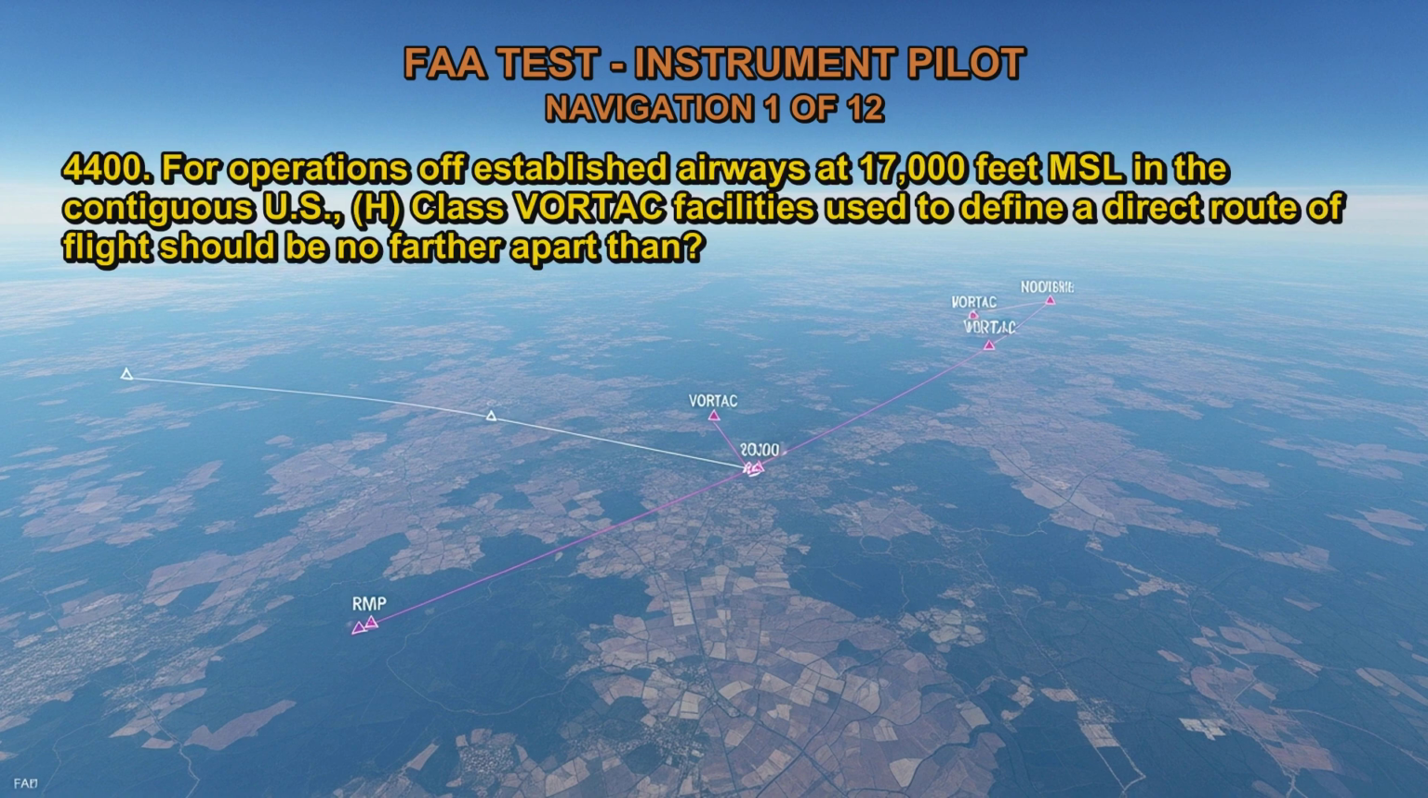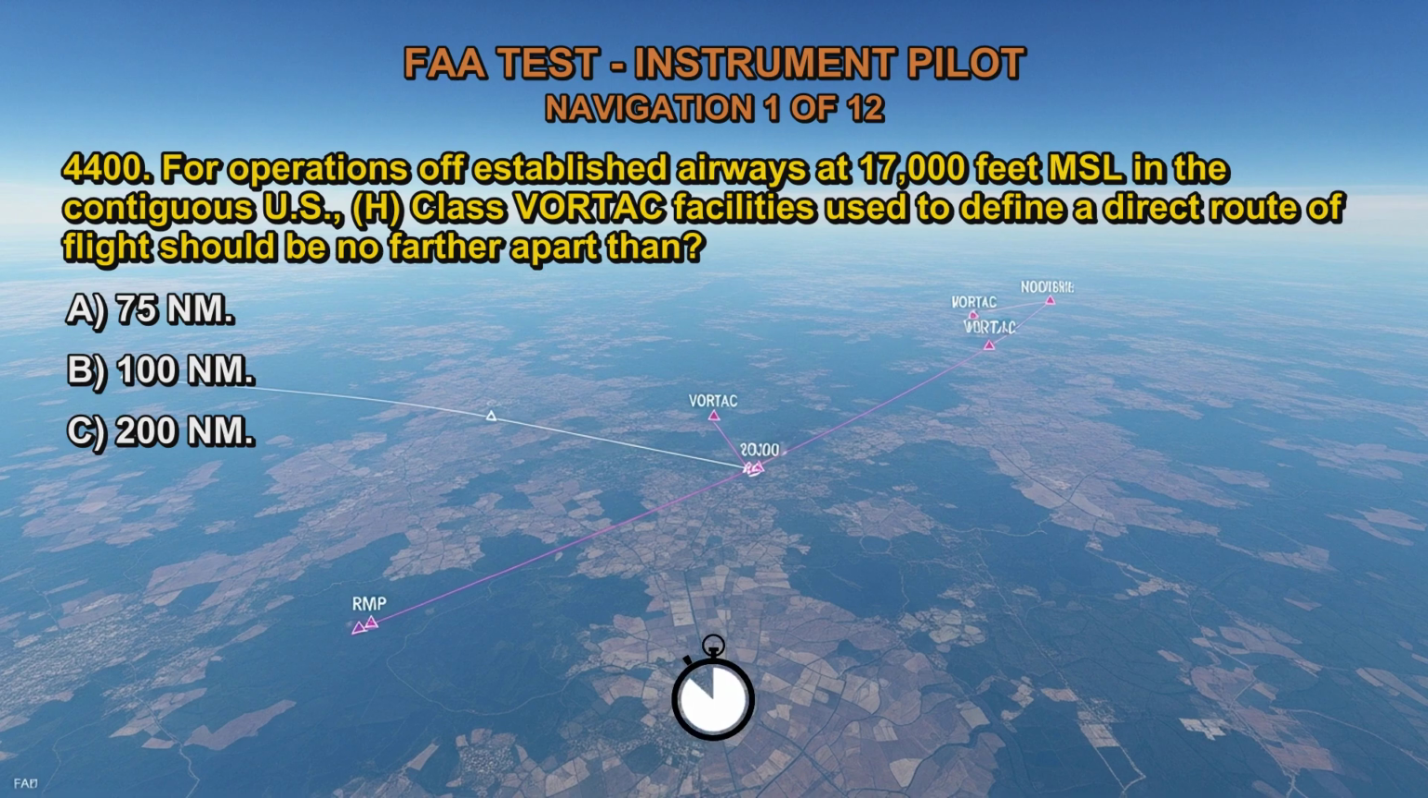Q4400. For operations off established airways at 17,000 feet MSL in the contiguous U.S., Class H VORTAC facilities used to define a direct route of flight should be no farther apart than A. 75 nm, B. 100 nm, C. 200 nm. The correct answer is C.